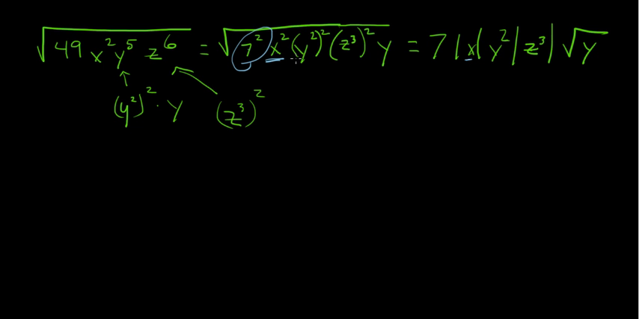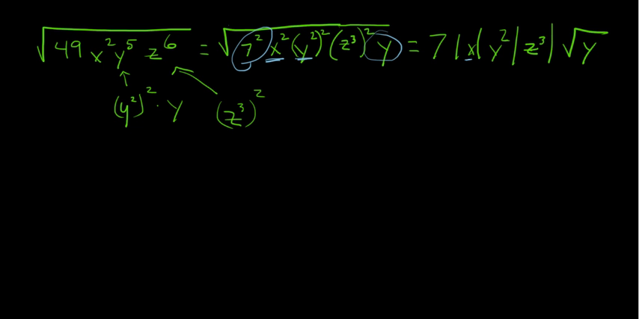Y squared. Why didn't I make this the absolute value of y squared? Very simple. When you square a number, you get rid of the negative. So y squared is just y squared. Z to the third, I have to make that absolute value because if z is negative 2, then z to the third would be negative, and it can't be negative. It has to be positive. So the absolute value of z to the third, and finally y is all by itself, so I have to leave that under the radical sign.